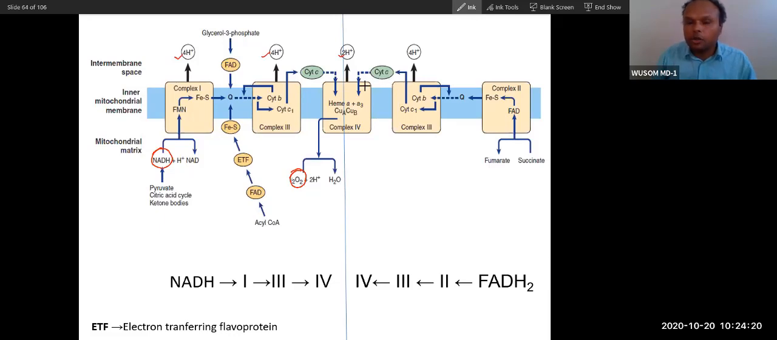You must have seen that in order to rotate a turbine, we make a dam. So this inner mitochondrial membrane is a dam, a natural dam. Protons cannot cross through this inner mitochondrial membrane. They will have to cross through a turbine to rotate the turbine.